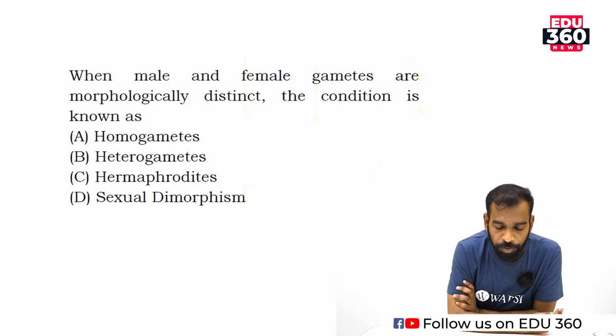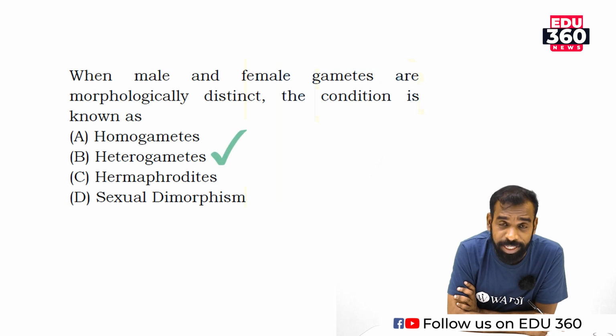When male and female gametes are morphologically distinct, which means different, that condition is known as option A, homogametes. Homogametes means similar type of gametes. Here morphologically they are different. Heterogametes means male and female gametes are morphologically different in shape. That is heterogamety.